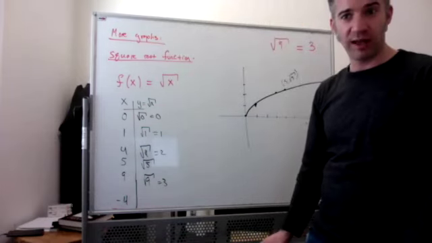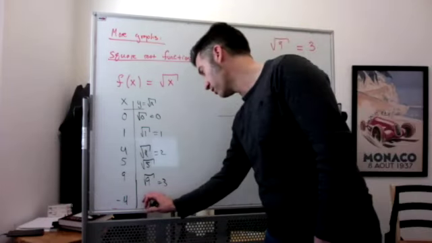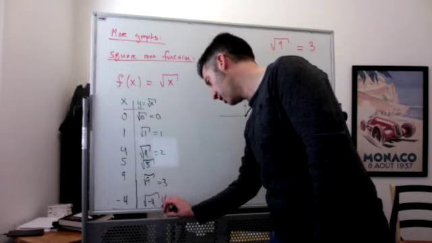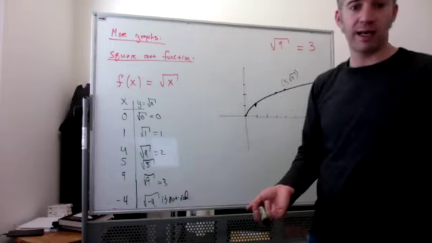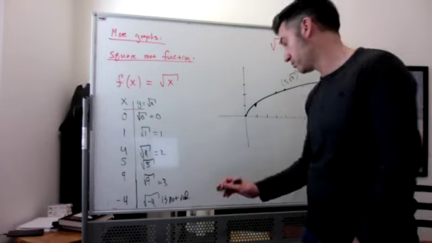I should also point out that negative values are no good. We can't take the square root of a negative and get a real result. The square root of negative 4 is not real. So we see negative 4 is not in the domain of this function.